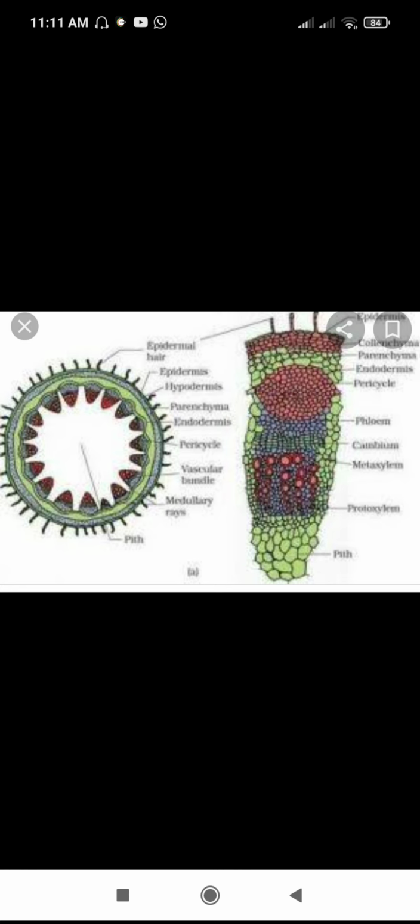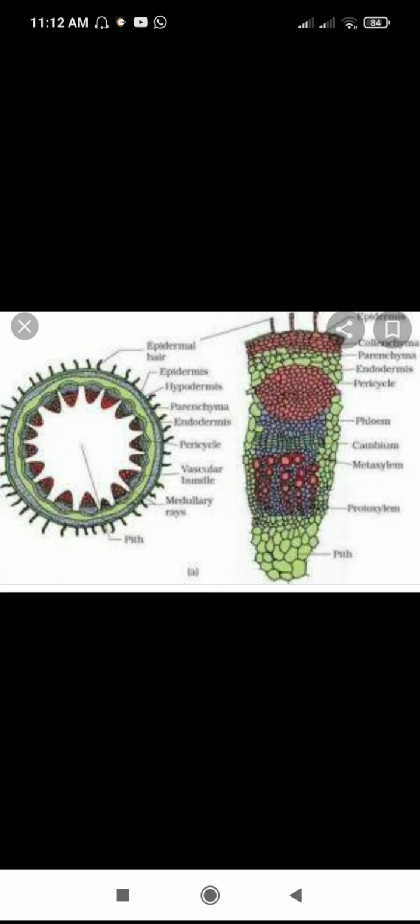Next to the epidermis, 5 to 7 layers of parenchymatous tissue with chlorophyll are present. Minimum 5 to 7 layers. This is called the outer cortex.